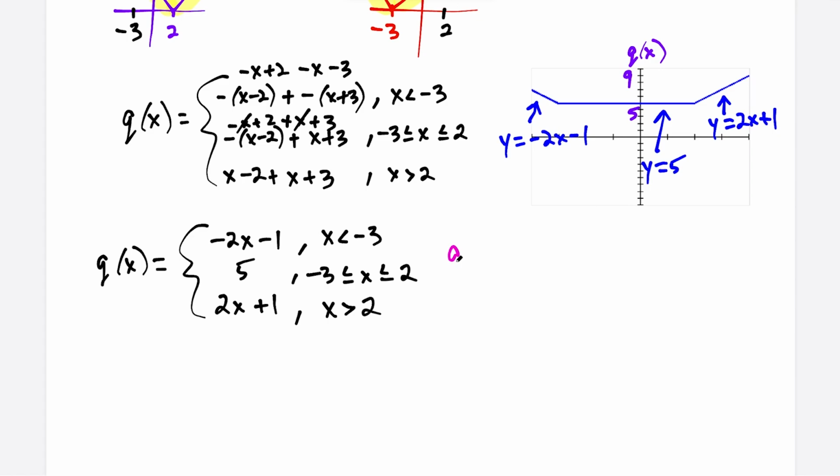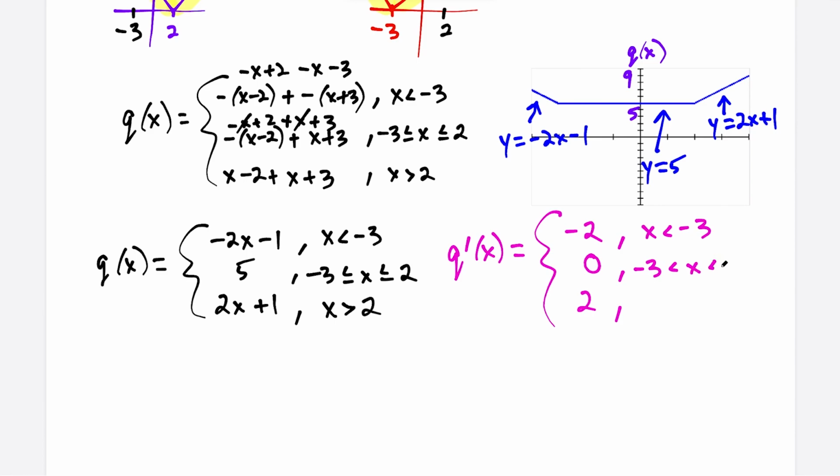So now let's find q prime of x, and we're just going to find the derivative of each piece of this piecewise function. So the derivative of negative 2x minus 1 is just negative 2. The derivative of 5 is 0, and the derivative of 2x plus 1 is 2. But when we write down the intervals over here, we just have to be careful. We're going to write x is less than negative 3. And for this part, though, we're going to write negative 3 is less than x is less than 2. And then we're going to write x is greater than 2.